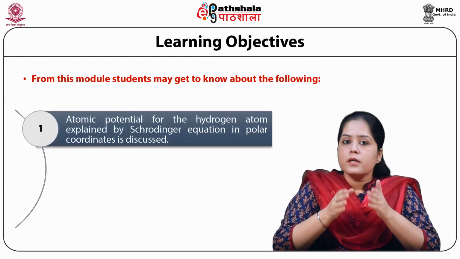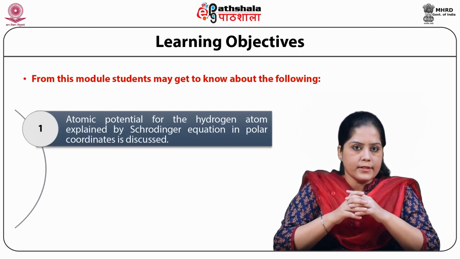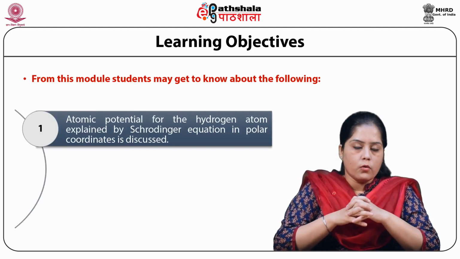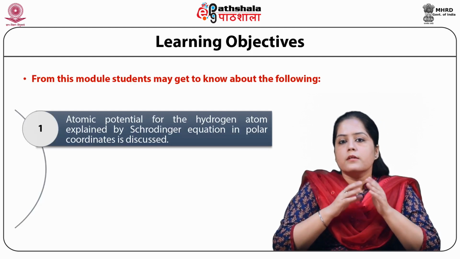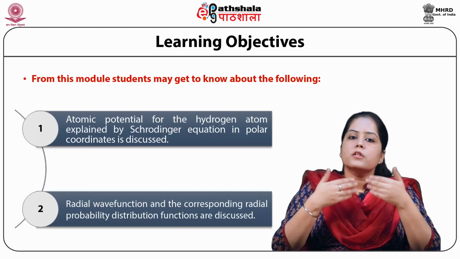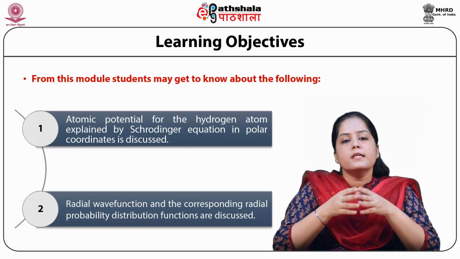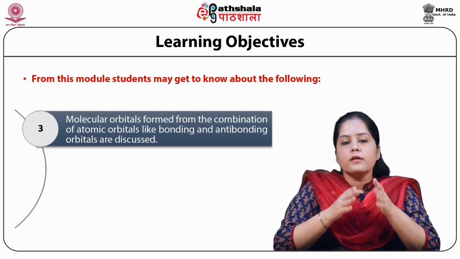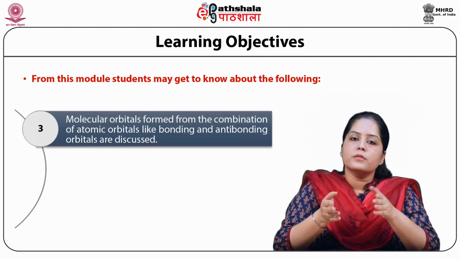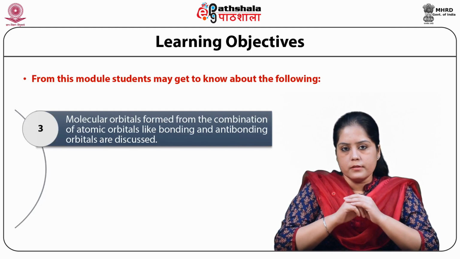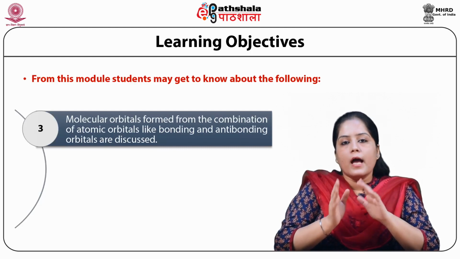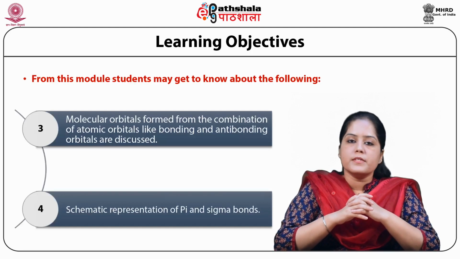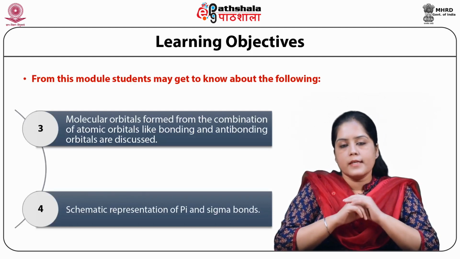First, the atomic potential for the hydrogen atom is being explained by Schrödinger equation in polar coordinates. Second, the radial wave function and the corresponding radial probability density functions are discussed. Third, the molecular orbitals, which are formed from the combination of atomic orbitals like bonding and anti-bonding orbitals, are discussed. Lastly, the schematic representation of pi and sigma bonds.